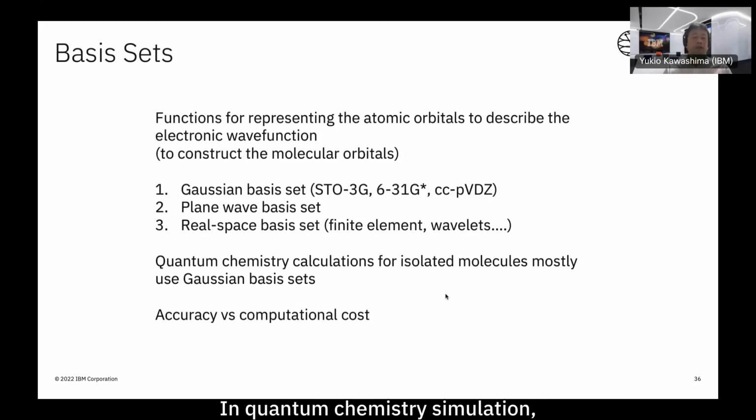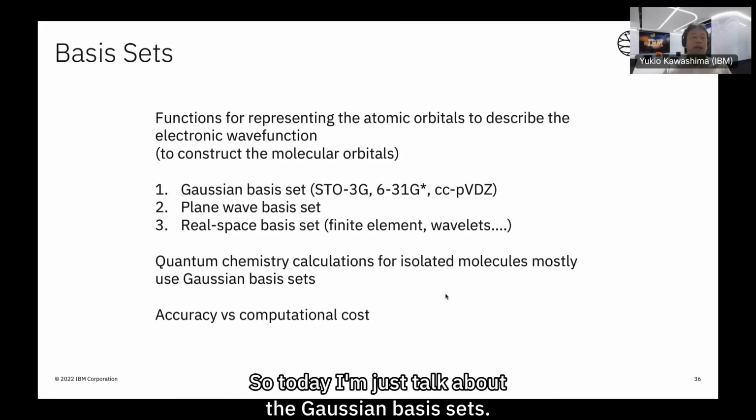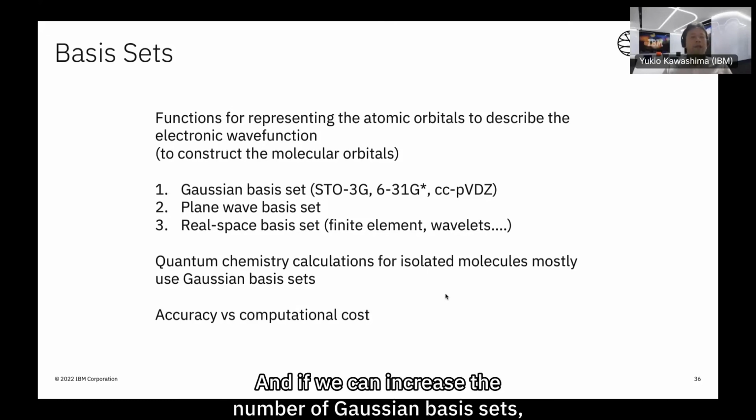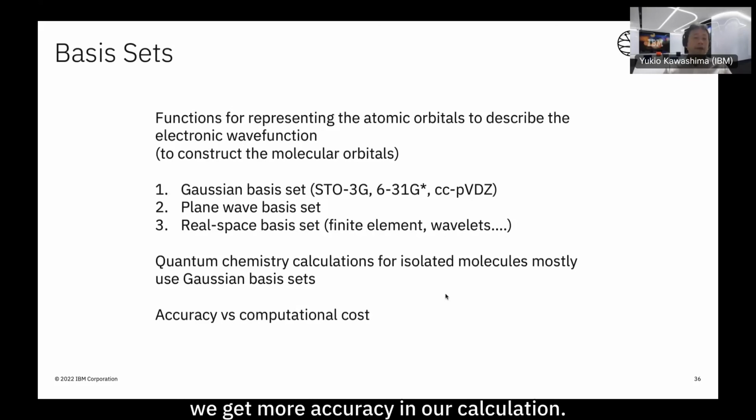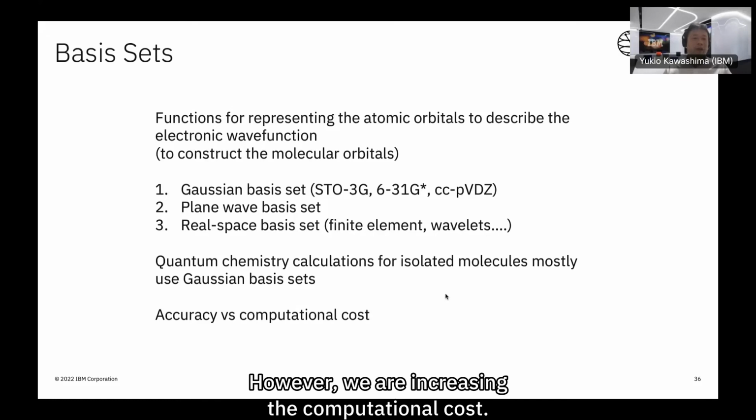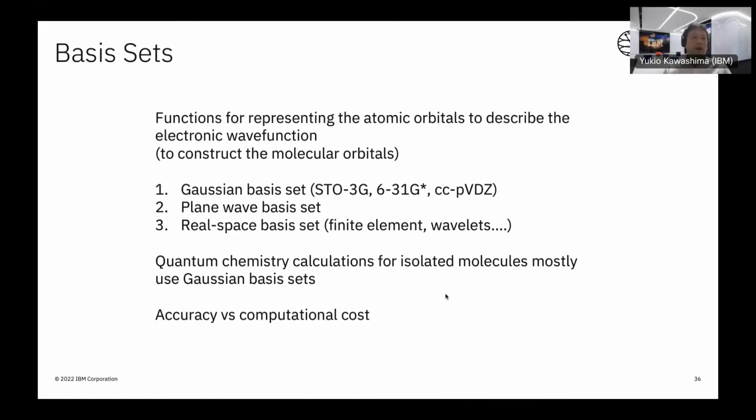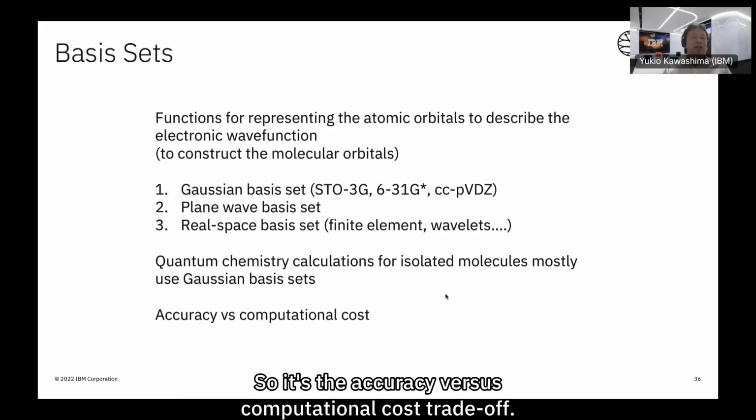In quantum chemistry simulation, we mostly use the Gaussian basis sets. So today, I'm going to talk about the Gaussian basis sets. If we can increase the number of Gaussian basis sets, we get more accuracy in our calculation. However, we are increasing the computational cost. So it's the accuracy versus computational cost trade-off.